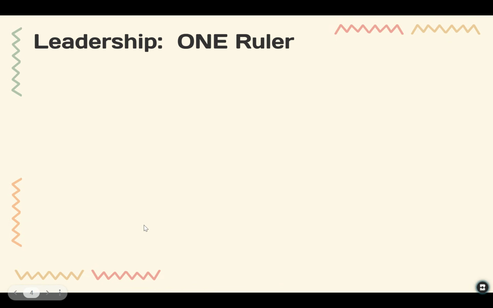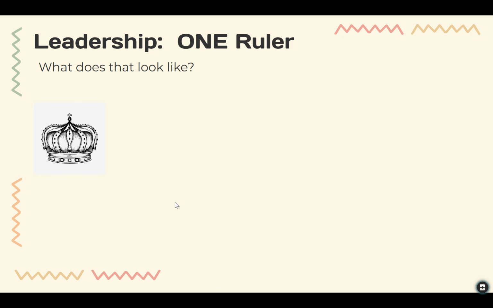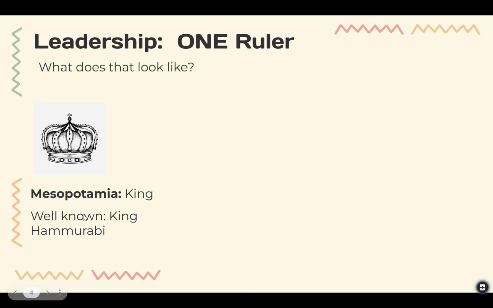All right, let's first take a look at leadership. Leadership in most of these River Valley civilizations consisted of one ruler. What does that look like? It's a little different in each civilization. The first we're going to look at is Mesopotamia. Mesopotamia had a king, and that king was linked to the gods, and so had some special communication with the gods. So you can put it's ruled by a king, and the well-known king was Hammurabi. We'll talk about him in a few minutes.